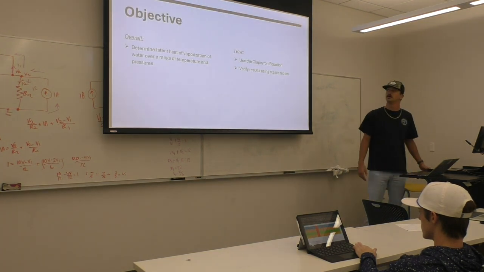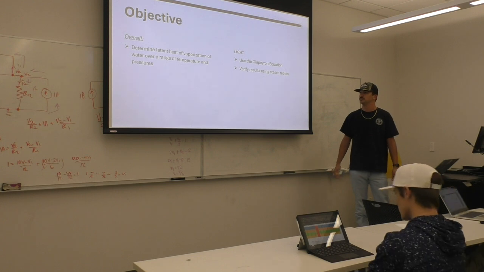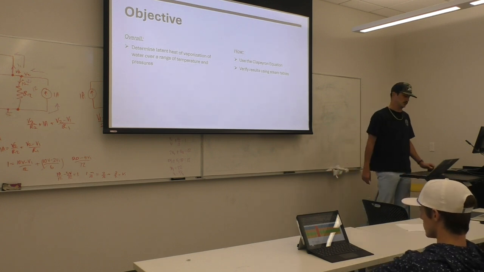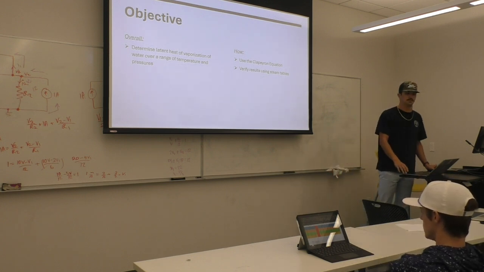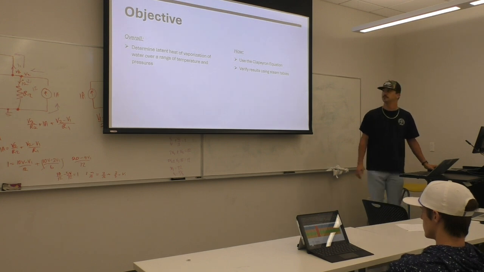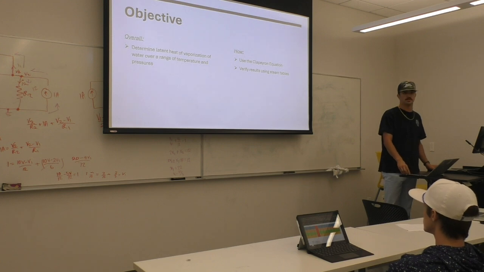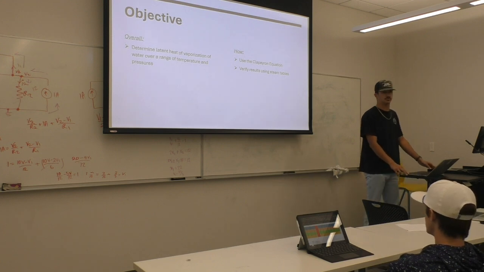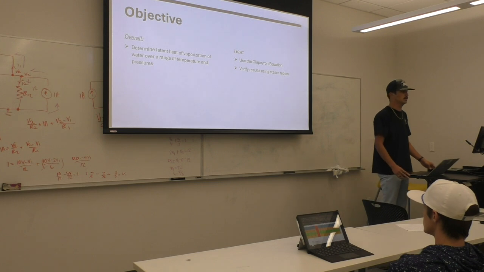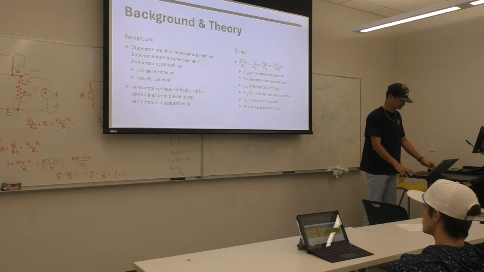So the objective of this experiment overall is to determine the latent heat of vaporization of water over a range of different temperatures and pressures, and we'll do this by using the Clapeyron equation to get different latent heat of vaporization values, and we'll also verify those results using steam tables that you can find in your thermo textbook.